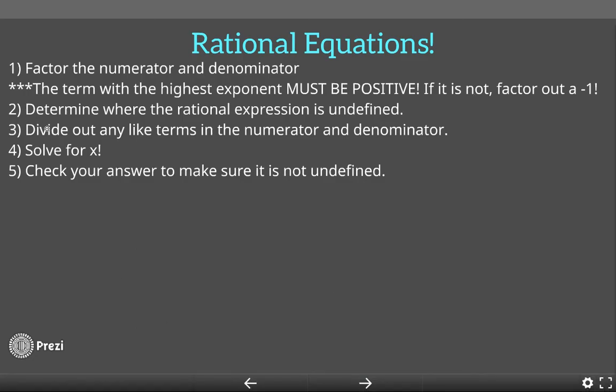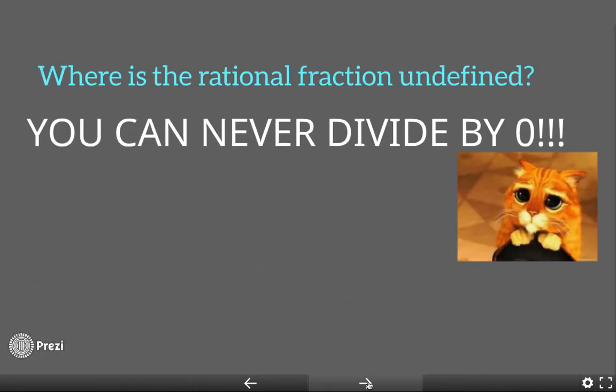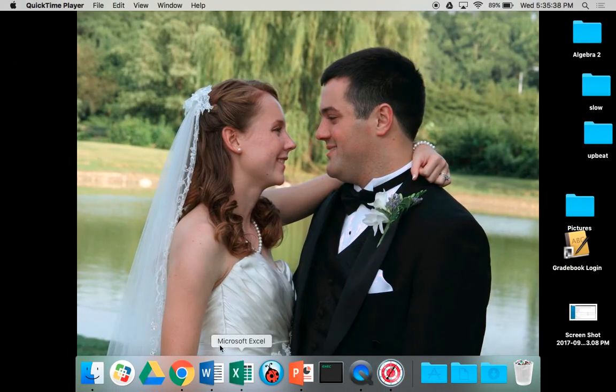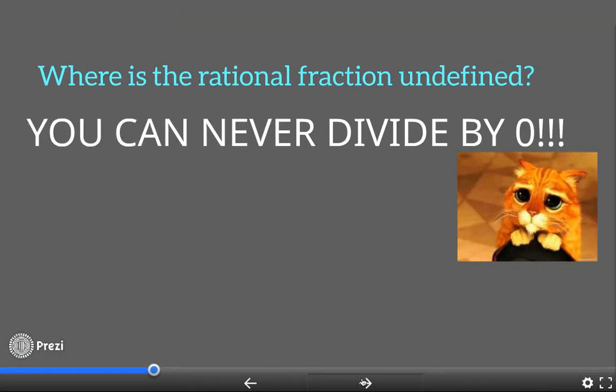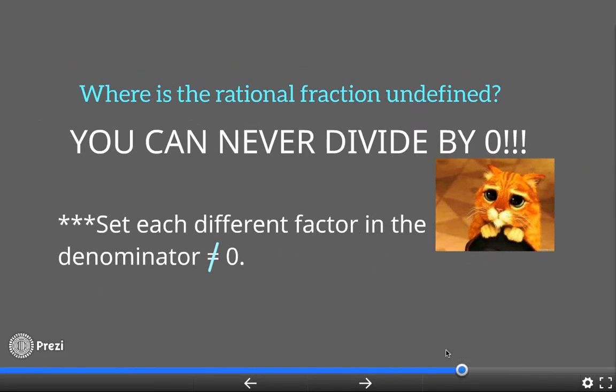Then we are going to determine where the rational expression is undefined, which, if you remember from over here, to save our cute and cuddly kitten, we never divide by 0. Sorry guys, didn't mean to do that. Remember, we have to set all the factors in the denominator not equal to 0. We'll be doing that when we solve these rational equations.